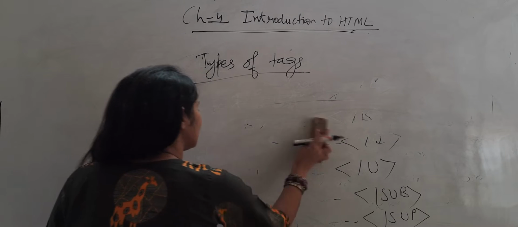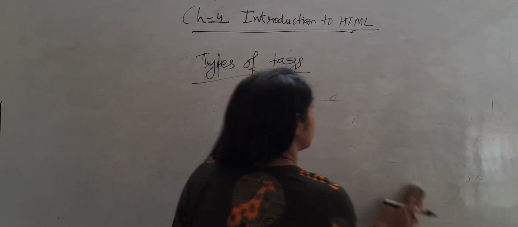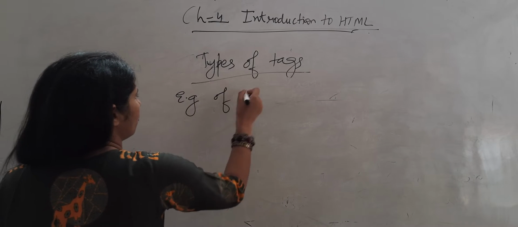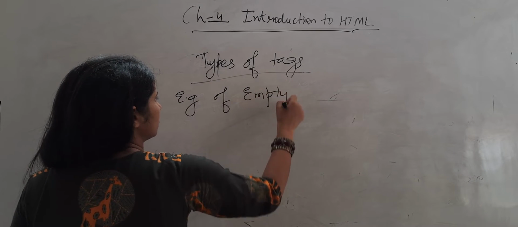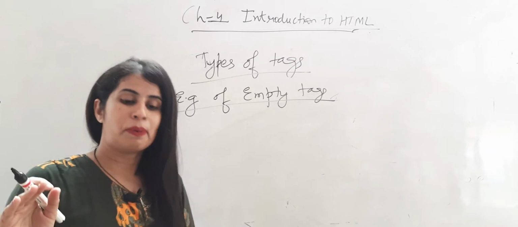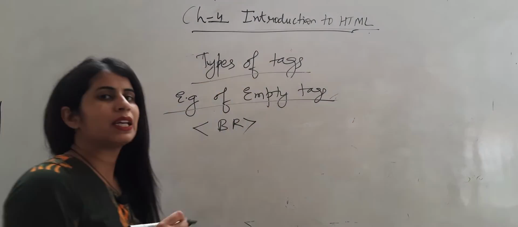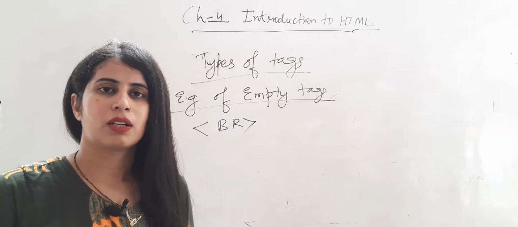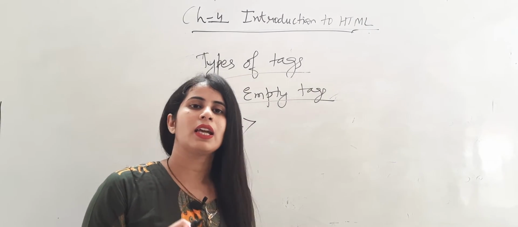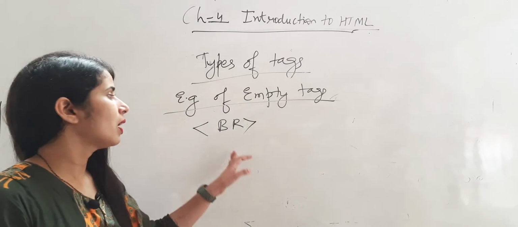Now I am going to write the examples of empty tag. What are the examples of empty tag? Empty tag examples are first BR. What is BR? BR stands for break. Okay, it works like the enter key. Whenever we use the enter key, our cursor moves to the next line, means a new line. In the same way, the BR tag works.